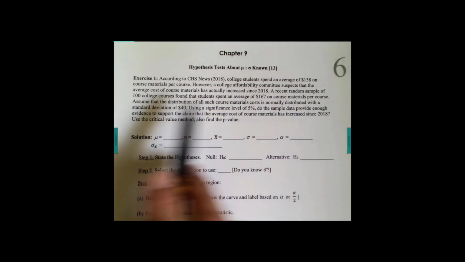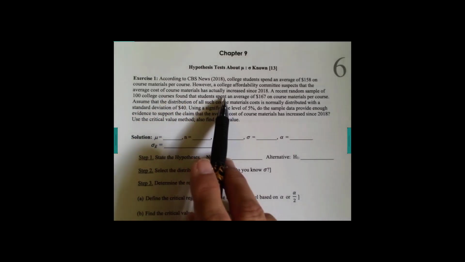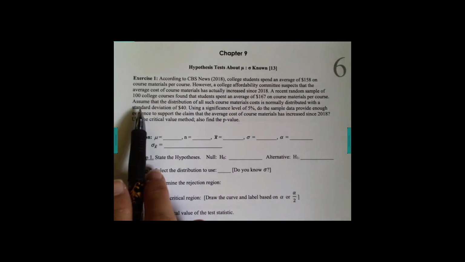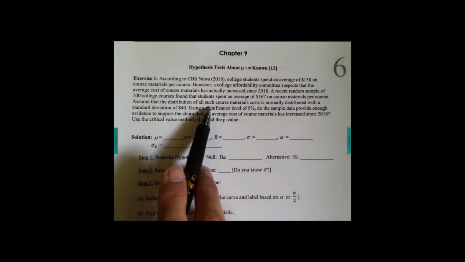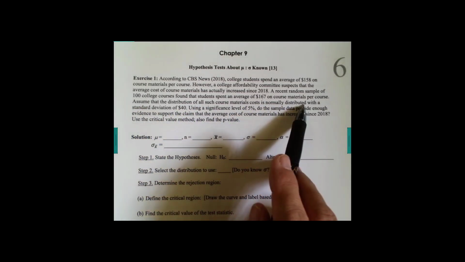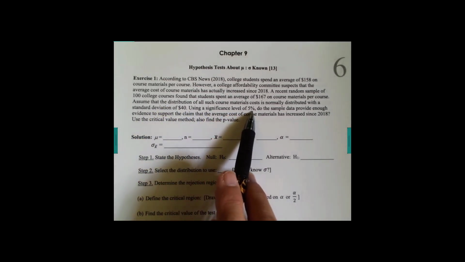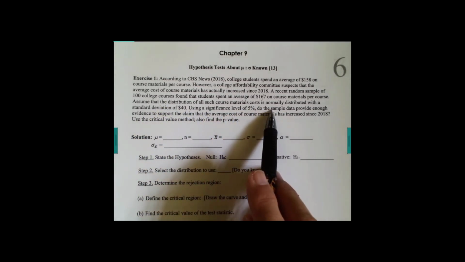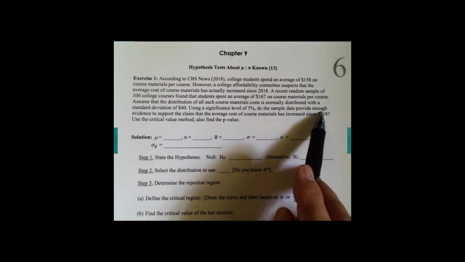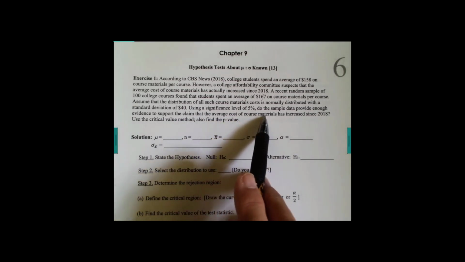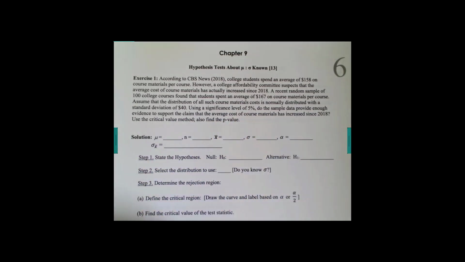So they took a recent sample of 100 college courses, and they found that students spend an average of $167 on materials per course. Now we're going to assume that the distribution of all these course materials is normally distributed with a standard deviation of 40, and we're going to use a significance level of 5%, and we're going to ask the question: do the sample data provide enough evidence to support the claim that the average cost of course materials has increased since 2018?